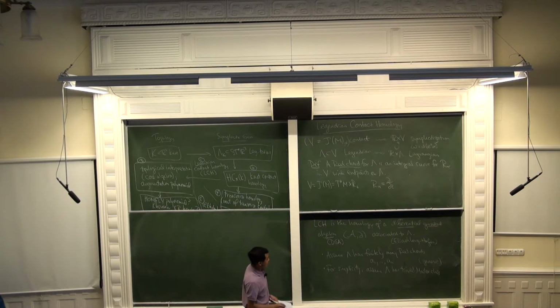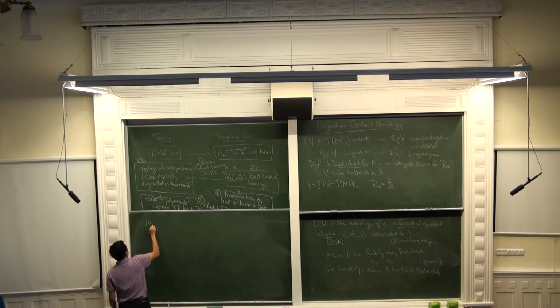And the differential-graded algebra has 3 parts: the algebra, the grading, and the differential. Let's say I'll tell you about 2 of these 3. Okay, so here's the algebra.